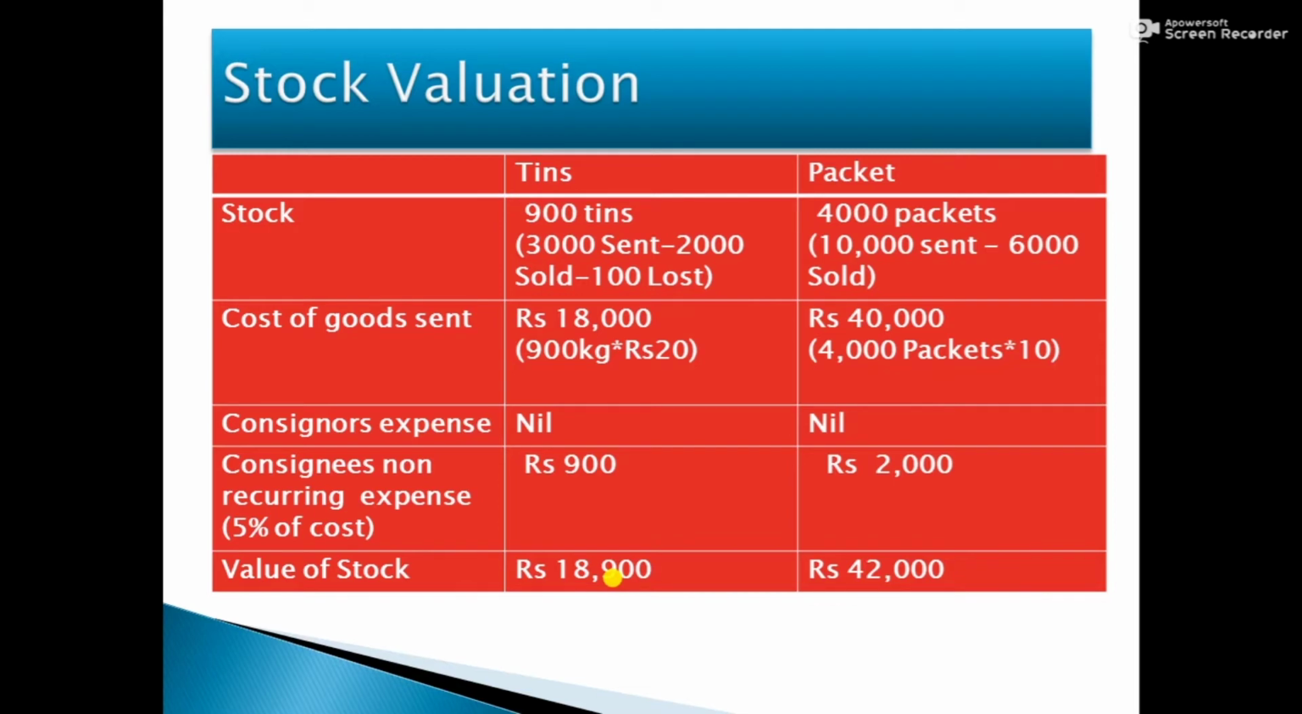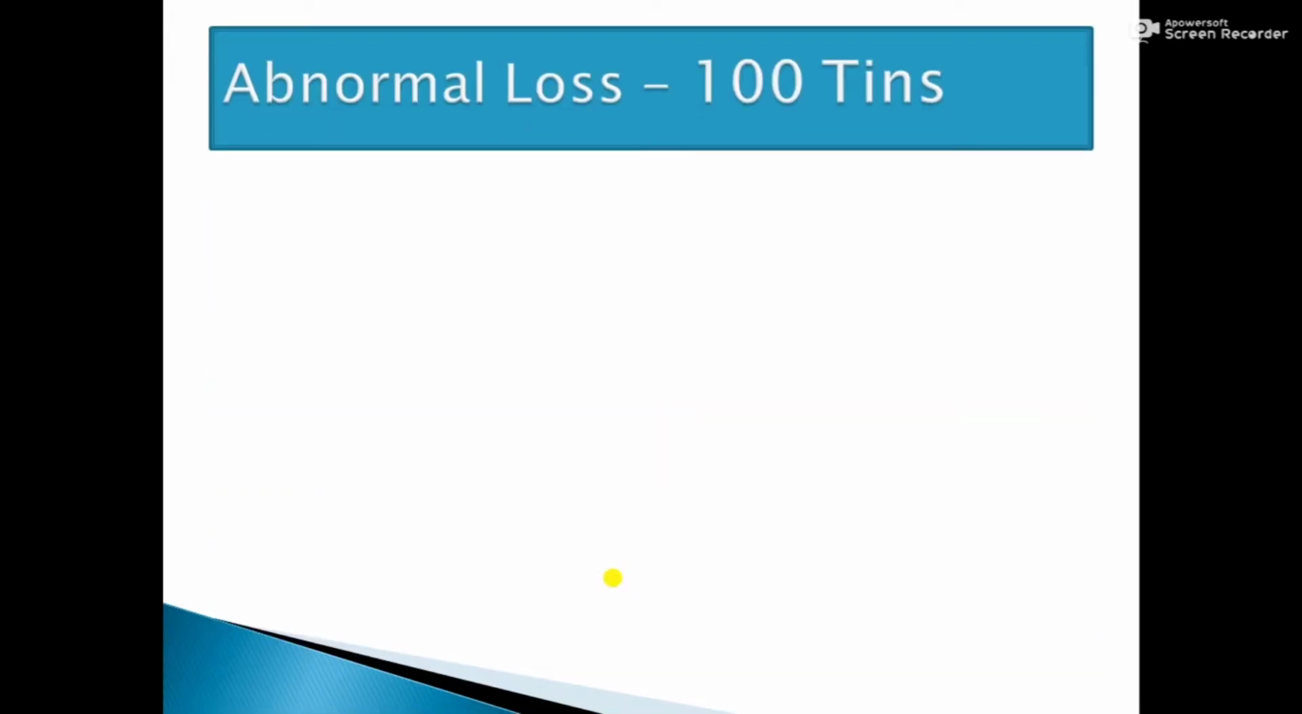That should be compared with the net realizable value. Whichever is less should be taken as the value of the inventory. In this question, net realizable value is not given. Therefore, we assume that the cost is less than the net realizable value. Therefore, the value of the stock is 60,900.